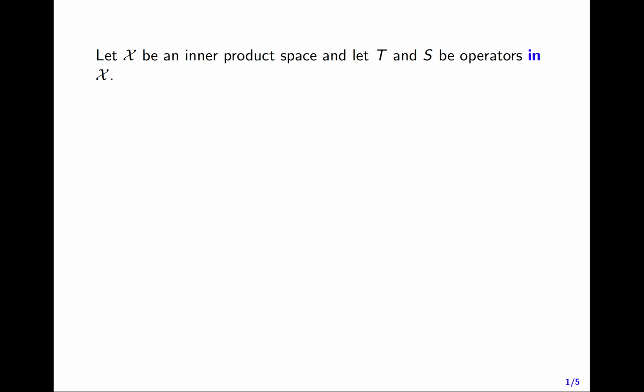Hello, and welcome to our discussion of adjoints. We'll begin with an inner product space X and operators T and S in X.